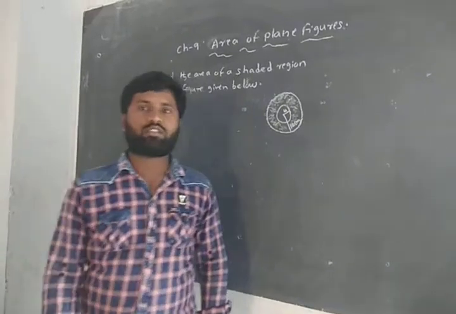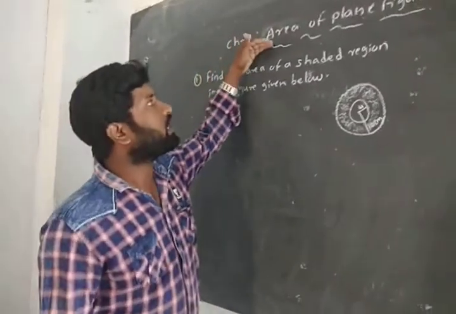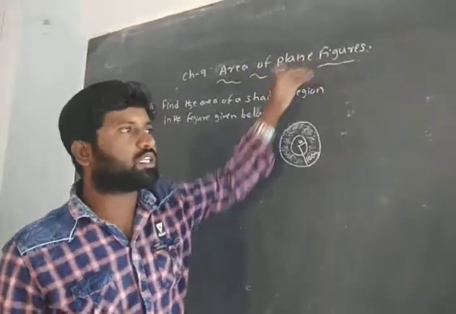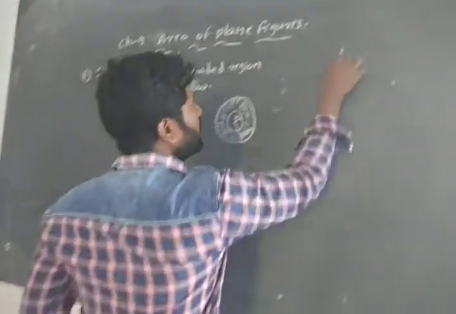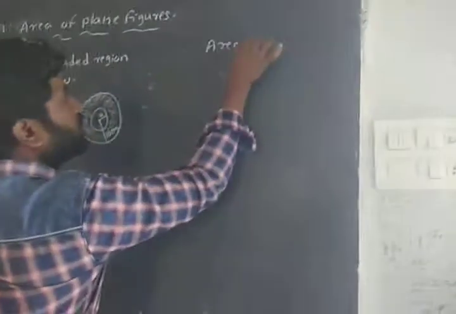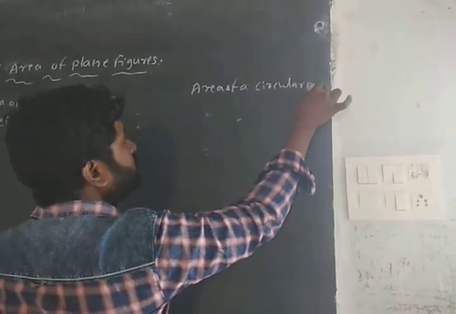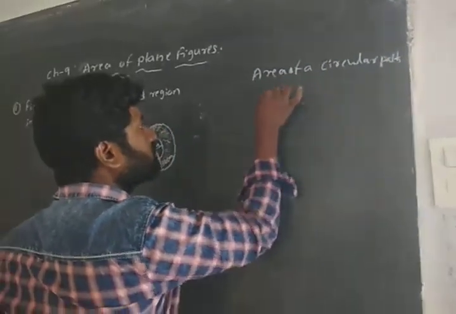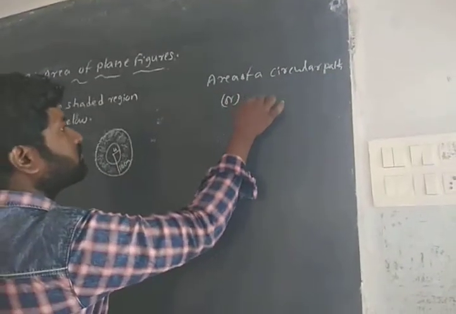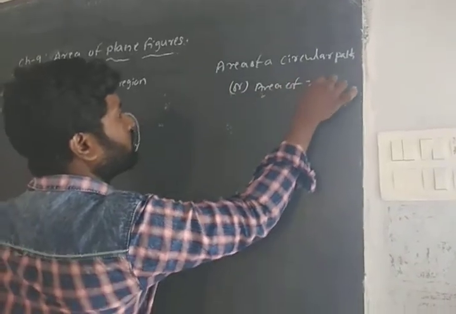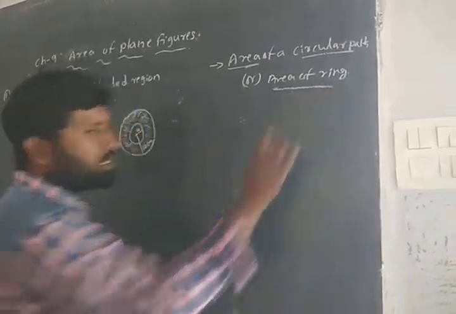Good afternoon, students. Today we are going to discuss chapter 9, area of plane figures. In that, the area of a circular path, or ring. Area of a ring. Then how to find the area of a circular path or area of a ring?